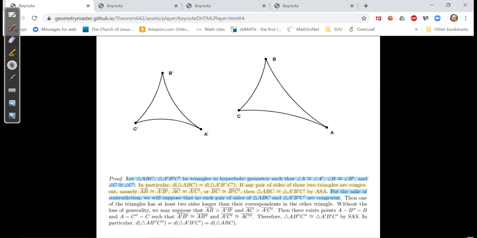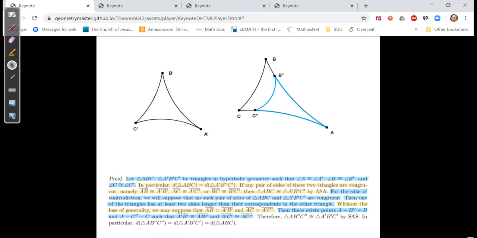Because we have those longer sides, there exists a point B double prime that sits between A and B, so that A B double prime is congruent to A prime B prime. That's because AB was longer than A prime B prime. There also exists a point C double prime that sits between A and C, so that A C double prime is congruent to A prime C prime. So this new triangle that's been built has two sides congruent to the other one.